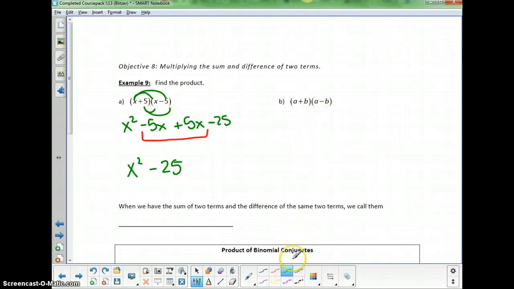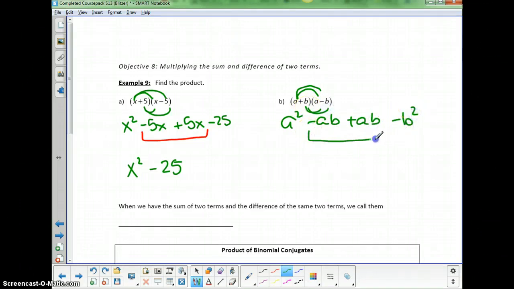A plus b and a minus b. A times a is a squared. A times negative b is negative ab. B times a is positive ab. B times negative b is negative b squared. Negative ab plus ab add to 0, so I have a squared minus b squared. When we have the sum of two terms and the difference of two terms, we call these conjugates.